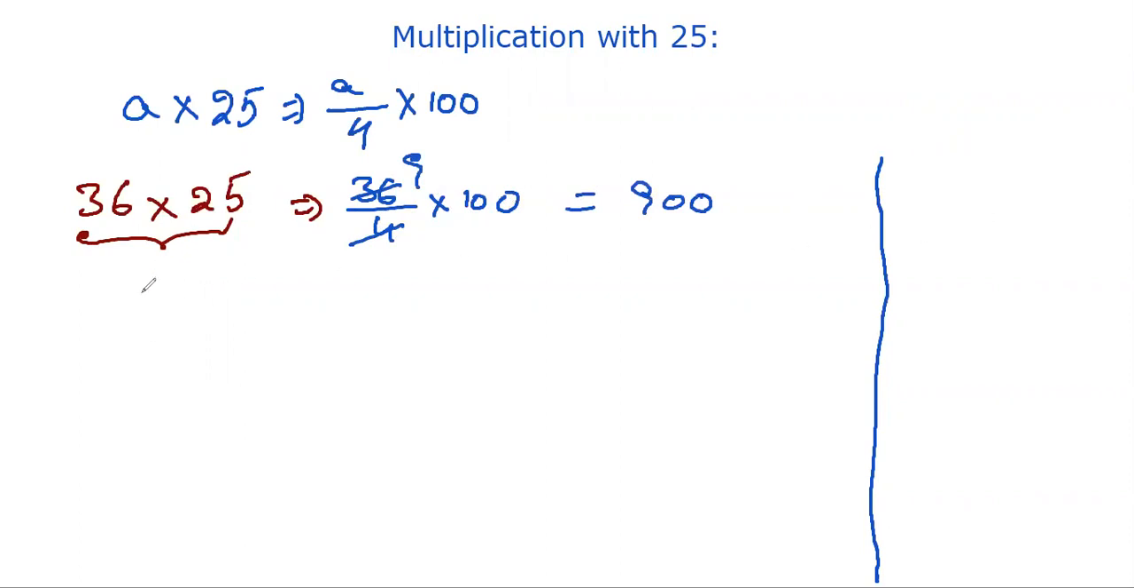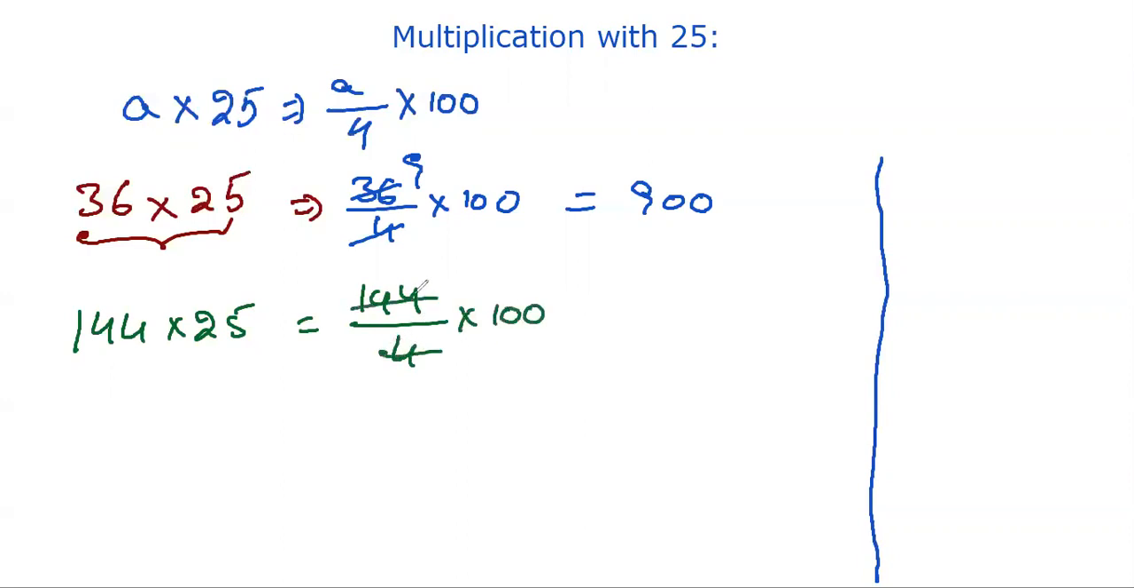Let me take another example. I'll take 144 into 25. What will you do? 144 by 4 into 100. 4 goes into 14 three times, and in the remaining 24, 6 times. Then the answer is 3600.